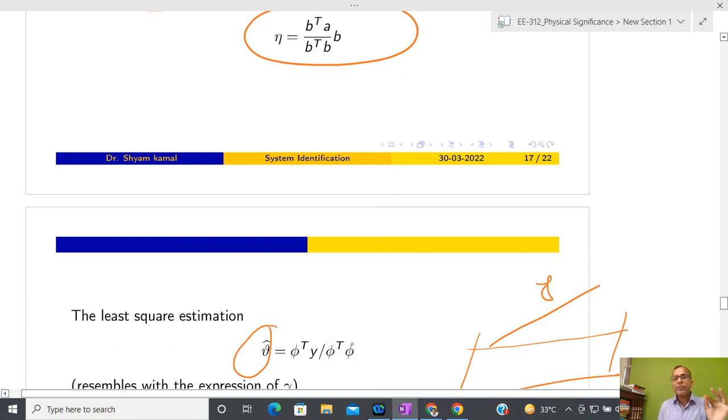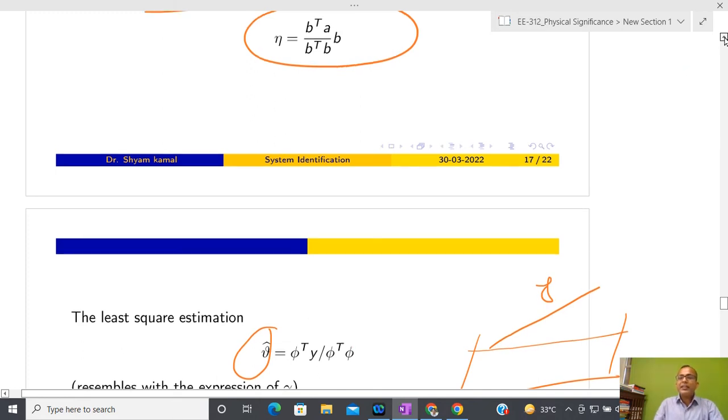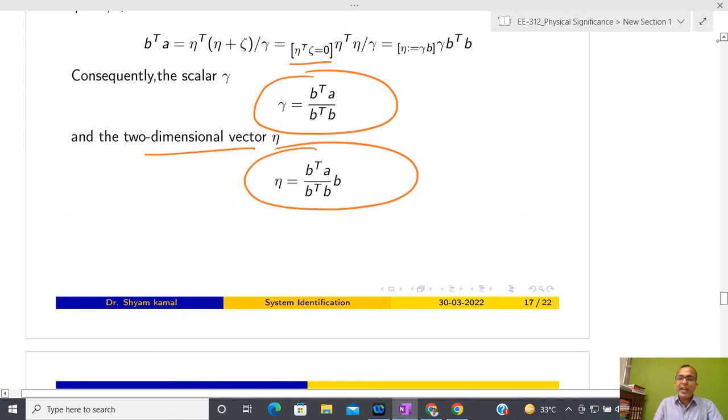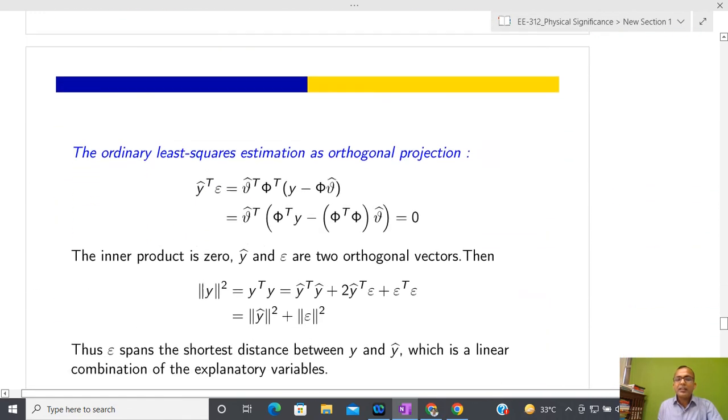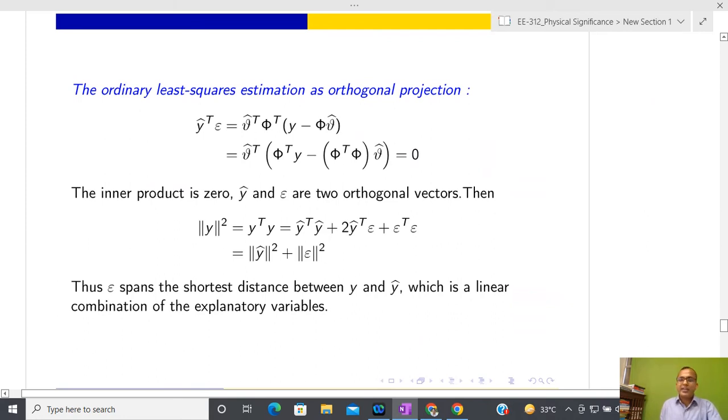So what we have checked, we have done that in two different ways. One using least square I have generated the result, another just by projection I have generated the result, and finally I get the same result. What does it mean? It means that if I have some kind of least square estimation, one can interpret that as an orthogonal projection. So in the orthogonal projection, y bar is the estimated output, and zeta is the error. If you take the dot product of this, it equals 0. What does it mean? That zeta spans the shortest distance between y and y bar.